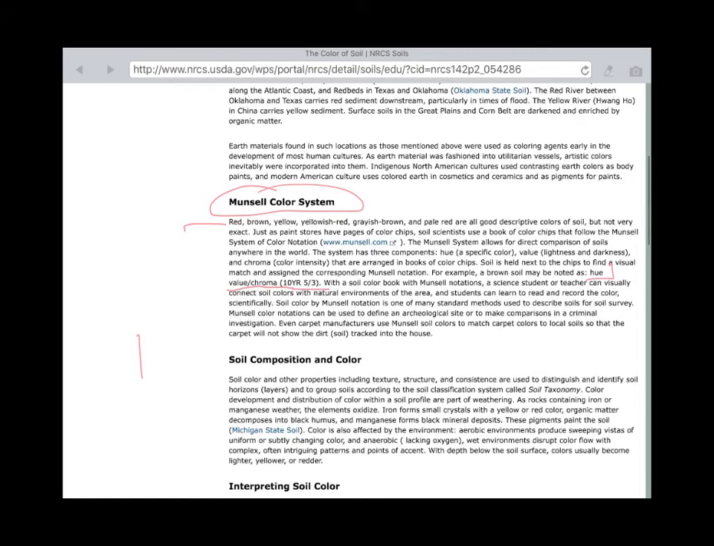And if you look at 10YR 5/3, with a soil color book with Munsell's notations, a science student or teacher can visually connect soil colors with natural environments of the area, and students can learn to read and record the color scientifically. Soil color by Munsell notation is one of the many standard methods used to describe soils for soil survey. Munsell color notations can be used to define an archaeological site or make comparisons in a criminal investigation.